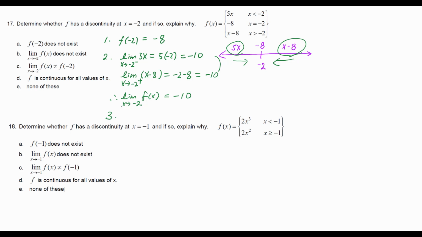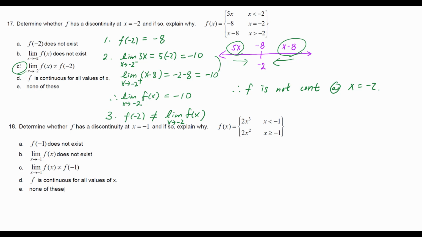Number 3, is the function value at x equals -2 equal to the limit as x approaches -2 of f of x? No, right? f of -2 is -8, and the limit is -10. And because the third condition has not been met, we conclude that f is not continuous at x equals -2. So what is the reason here? That will be C here.